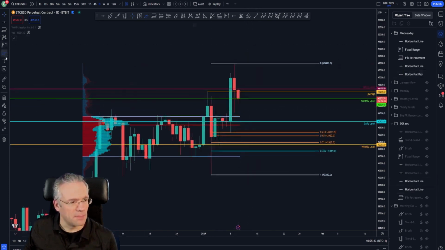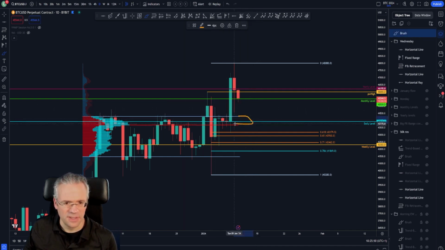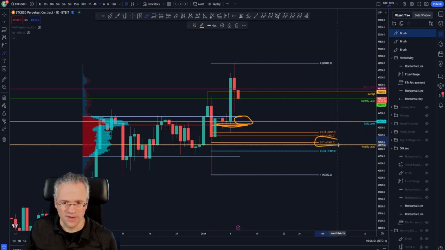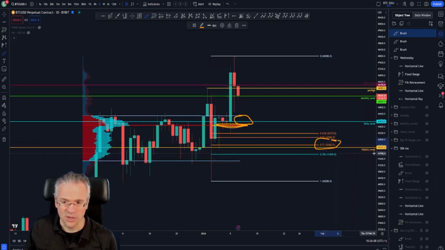But if the monthly is also lost, then to the downside, you have this first area, which is comprised of these three levels: value area high, daily level, point of control. And the point of control has been supported here. If that area is lost, then you open the door to my favorite, which is the George special with a fresh, untapped weekly level at 42,302.